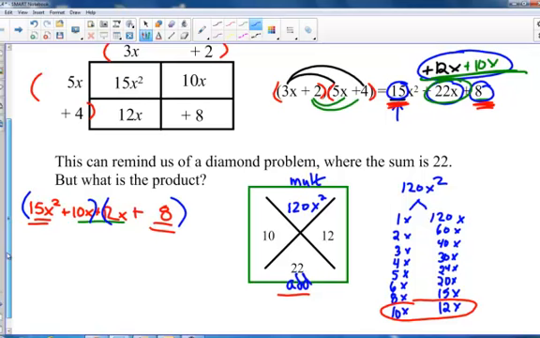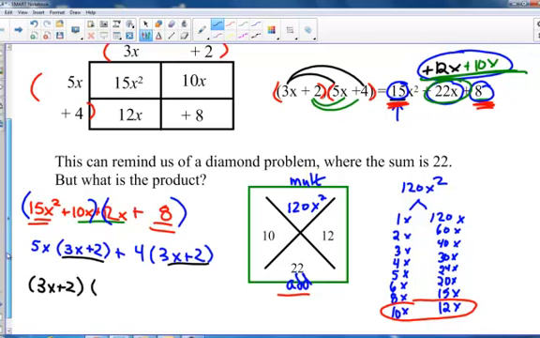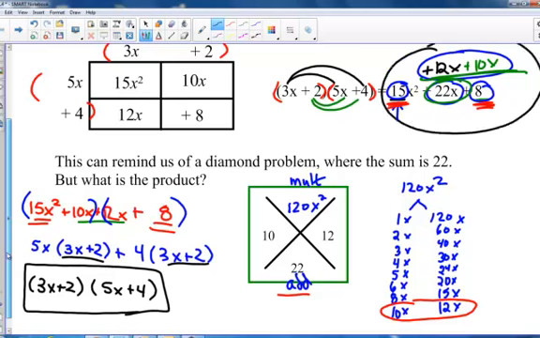So 15x squared plus 10x, I'm going to take a 5x out. I'm left with 3x plus 2. Back here, I'm going to take a 4 out, and I'm left with 3x plus 2. As you can see, my parentheses is the same. So 3x plus 2 is out front, and 5x plus 4 is what's left over. So if I was given this expanded form, this is how I would do it.